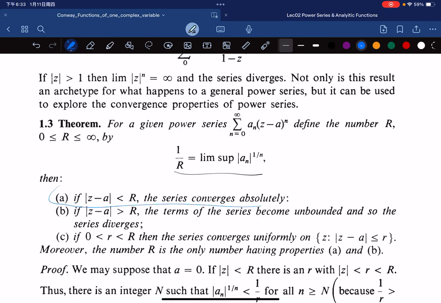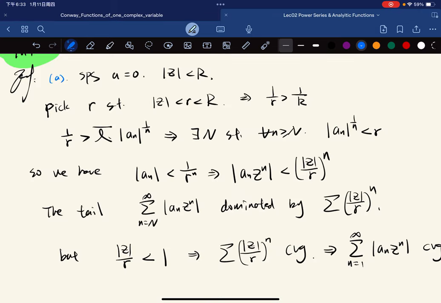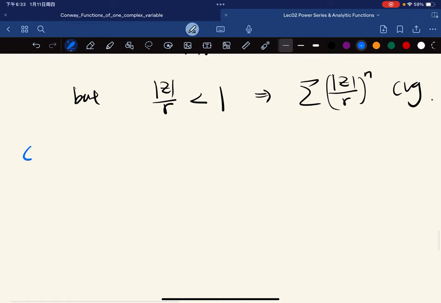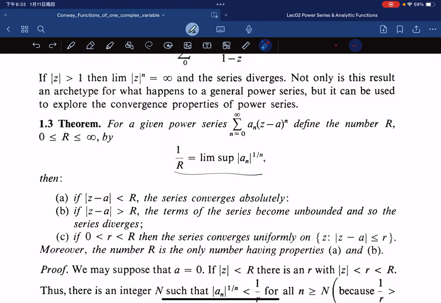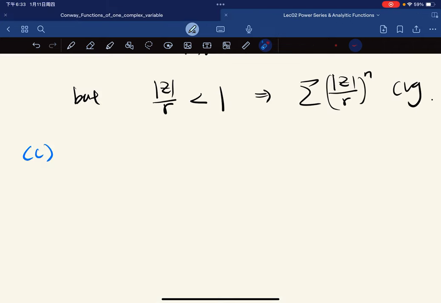Converges absolutely. Now we're trying to do part C first. We're trying to prove the uniform convergence. We're trying to prove that the series converges uniformly on this set.